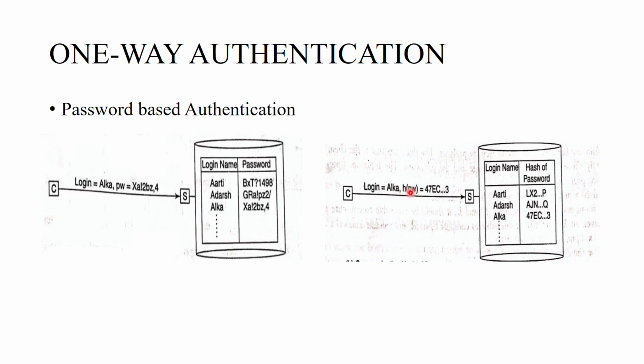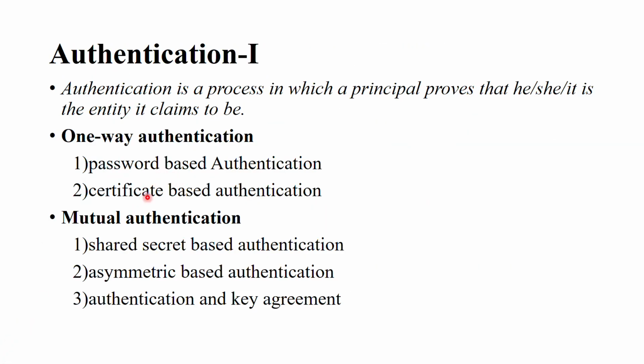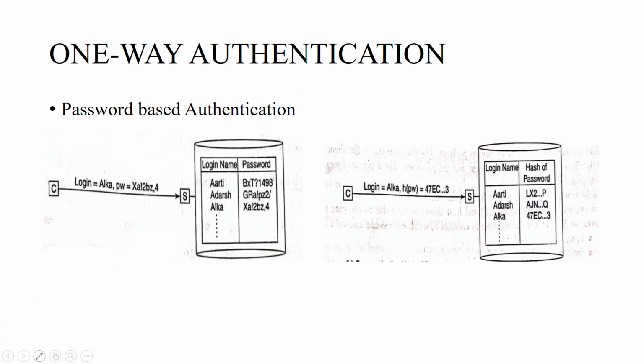So H of PW means what? For the password you are applying the hash function. After applying the hash function, your password is converted into the form of a hash key, and that hash key you transfer from client to server, and the server will store only the hash values here. Okay, this is about password-based authentication. And one more is there, that is certificate-based authentication. So this one is simple.